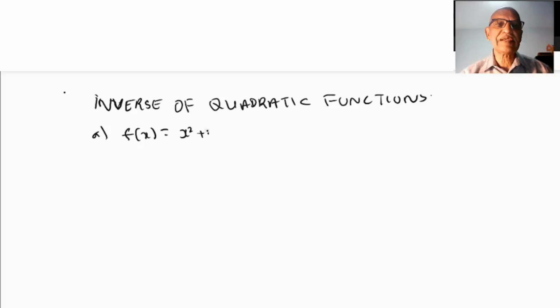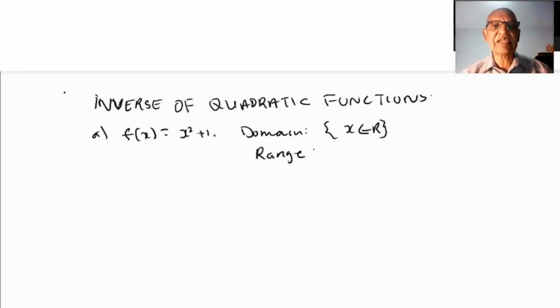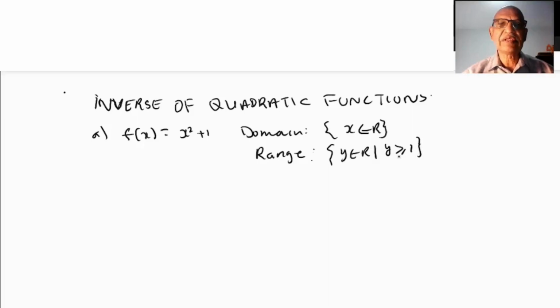If I see this one here, the domain of quadratic is always all real numbers. We know that from previous lessons. X belongs to R, and the range of this will depend on whether it is maximum or minimum. In this case we have the minimum, and the minimum value is 1. So y belongs to R such that y is greater than or equal to 1. That is the range. Now to find the inverse, we exchange x and y.